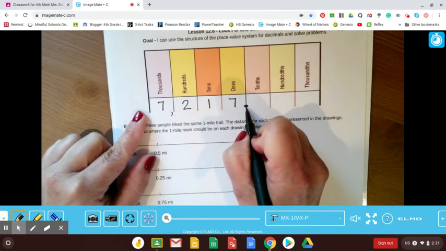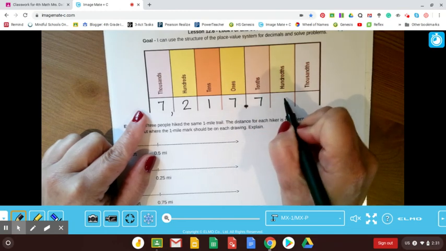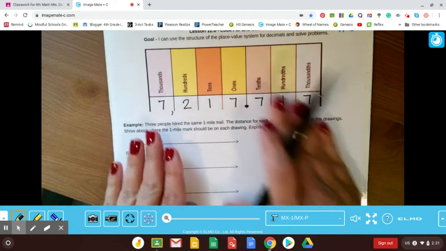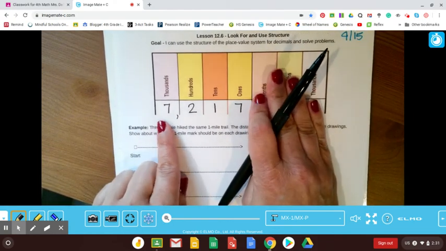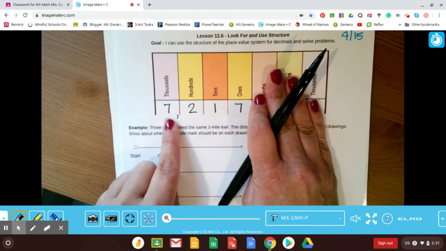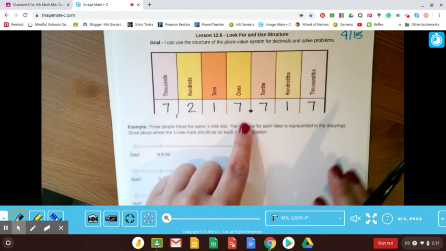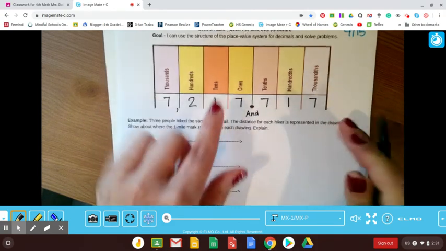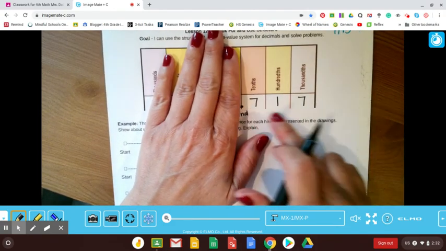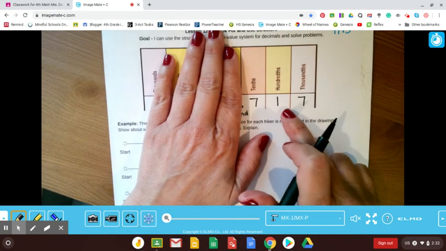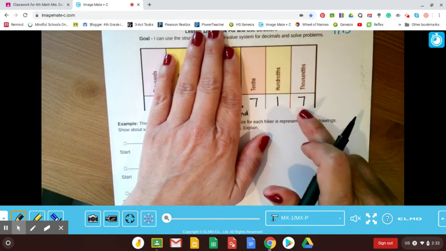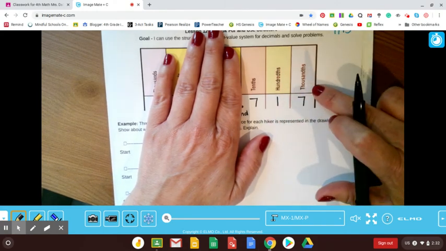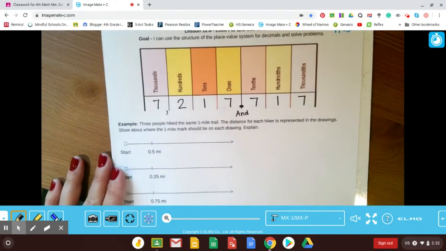7,217 and 717 thousandths. All right. So this portion of the number, the whole portion, was just read normally, 7,217. When we get to the decimal point, we say the word and, then our decimal portion is read kind of like a whole number, 717. Wherever that last digit lands is the word that you're saying. So 717 thousandths. Awesome job, guys.